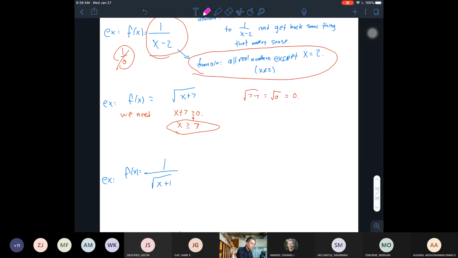So let's try this on our own. I'll give you guys a couple minutes to come up with some statements for the domain of this function here. After a couple minutes, we'll regroup.